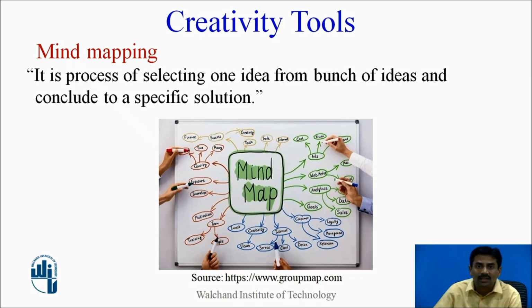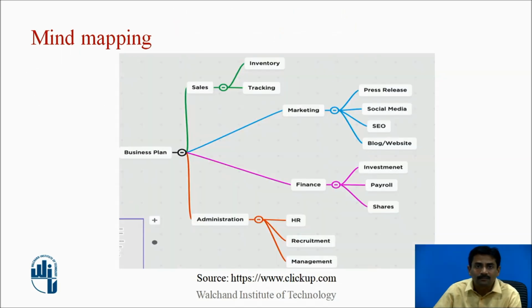It is a process of selecting one idea from a bunch of ideas and concluding to a specific solution. Mind mapping is nothing but a generation of different ideas and solutions, and once these are gathered, after detailed discussion and analysis, a specific solution is decided. This is an example of a business plan which would use the mind mapping technique. Suppose a business plan is to be executed. What are the things they will go through with the help of mind mapping?